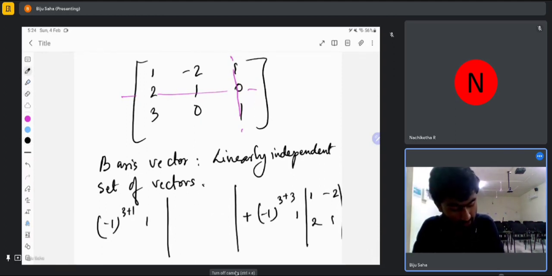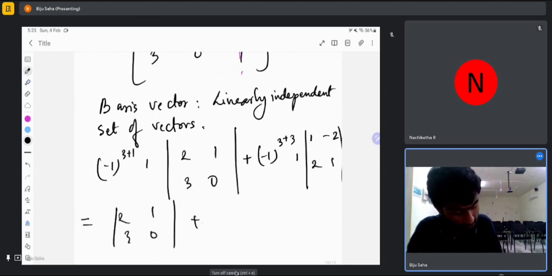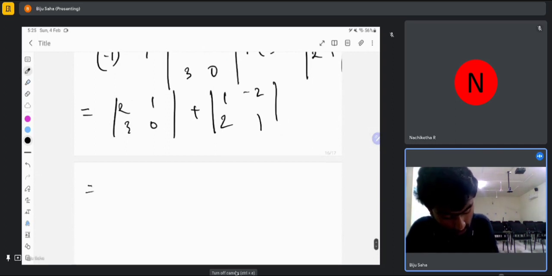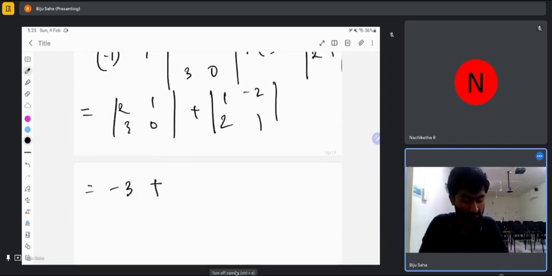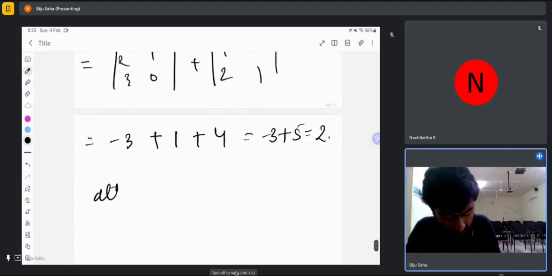this will be, so with this we have 2 1 3 0, 1 minus 2 2 1. So again it will be minus 3 plus that is 2. So in this case we have the determinant to be not equal to 0.